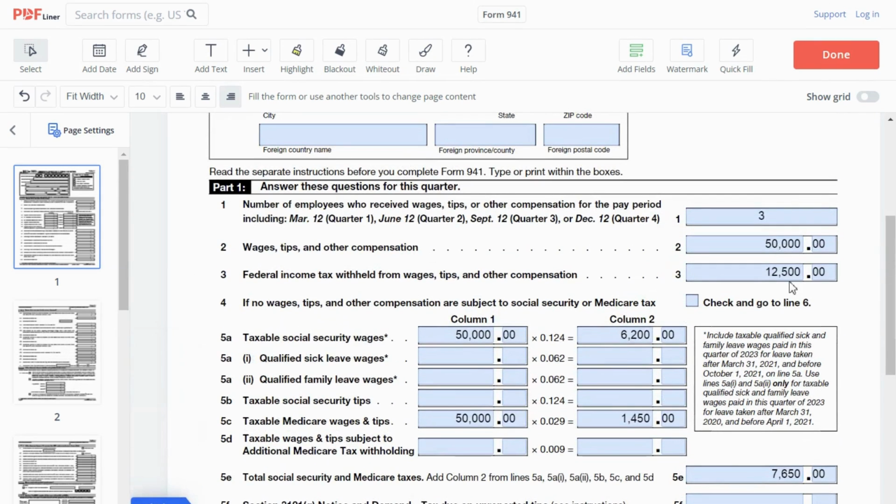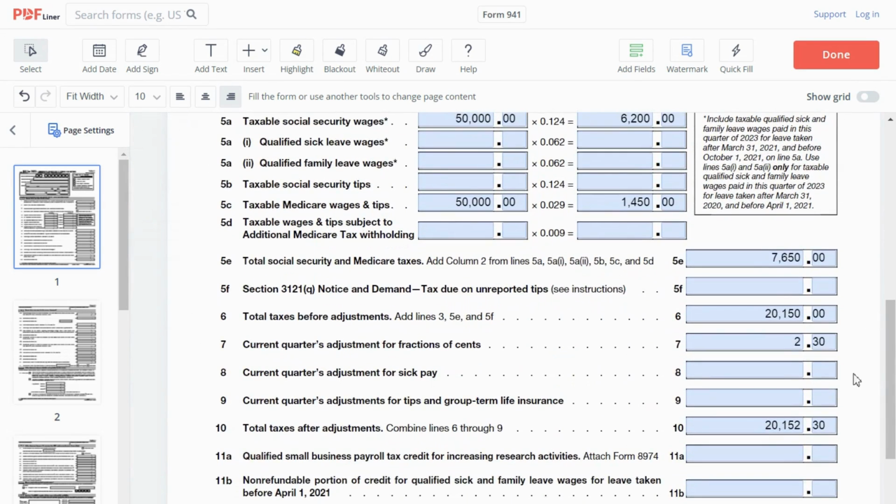Add lines 3, 5E and 5F and enter the total tax amount before adjustments on line 6. Here we get 20,150. If there were any tax adjustments, enter them on lines 7 to 9. If there were any negative adjustments, enter them with a minus sign.